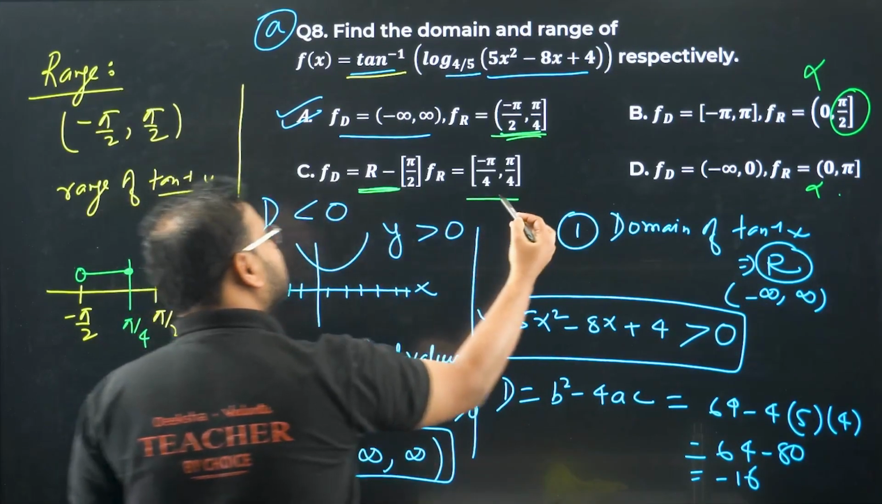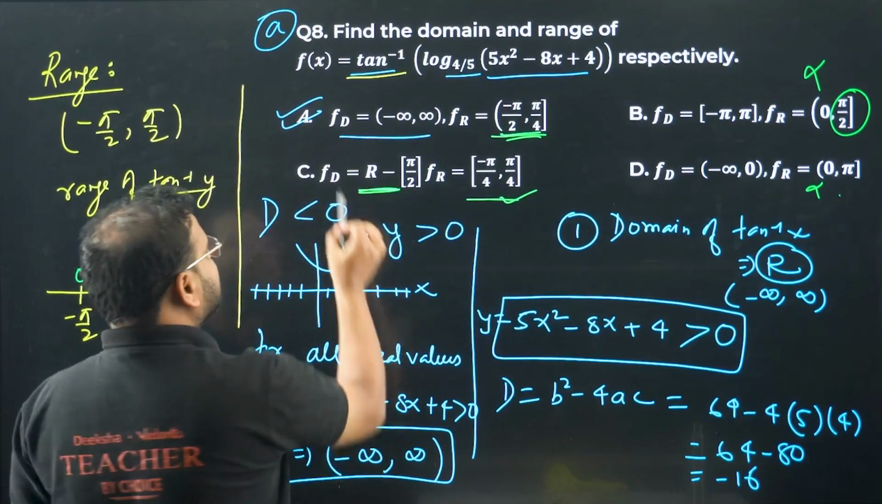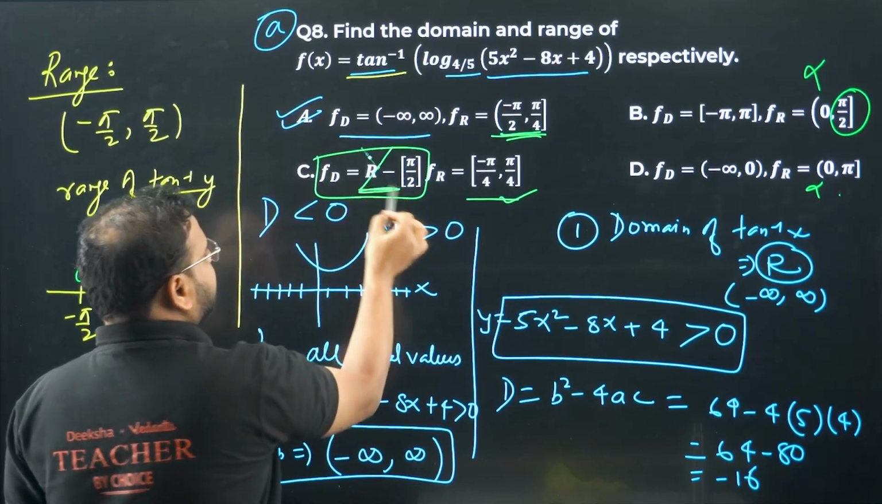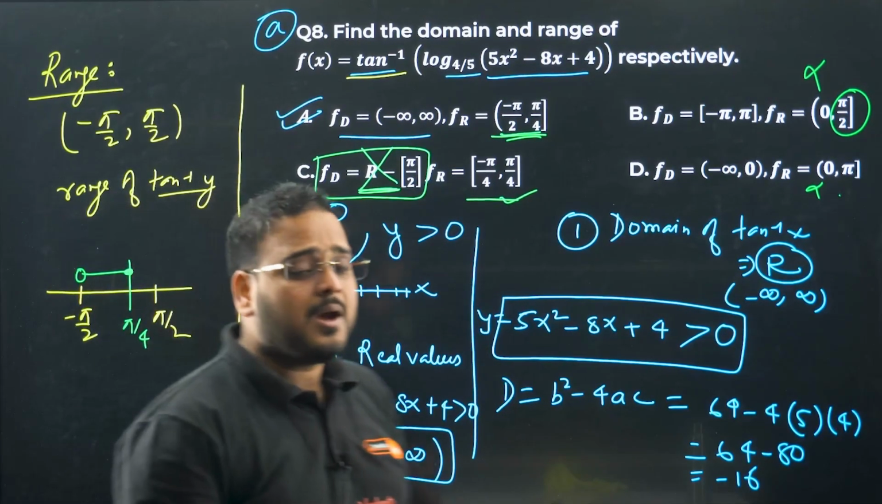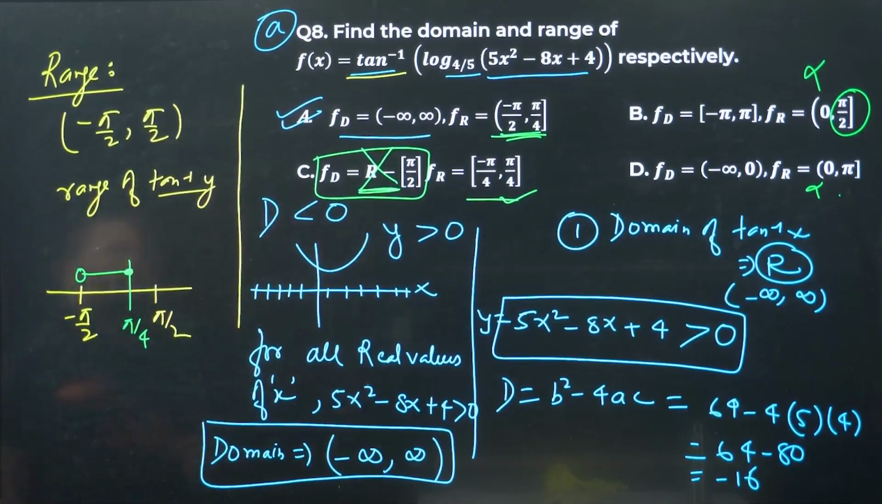This you could have chosen. This is correct. This range is correct. But the domain is wrong. This is wrong. Got it? Looks a little messy, but very informative question. Okay. It's a very good question.